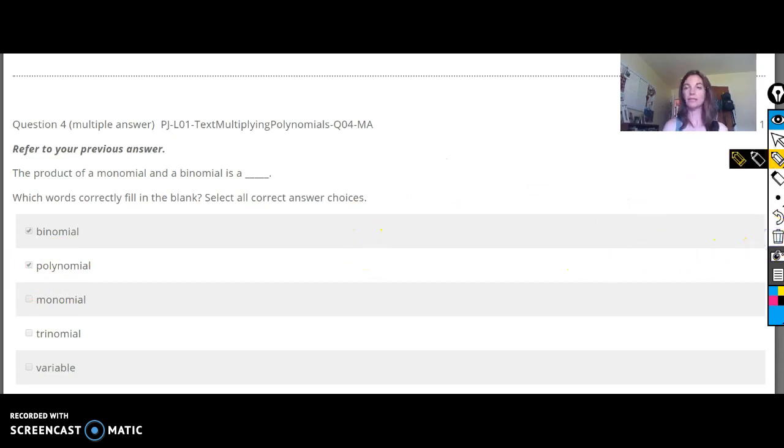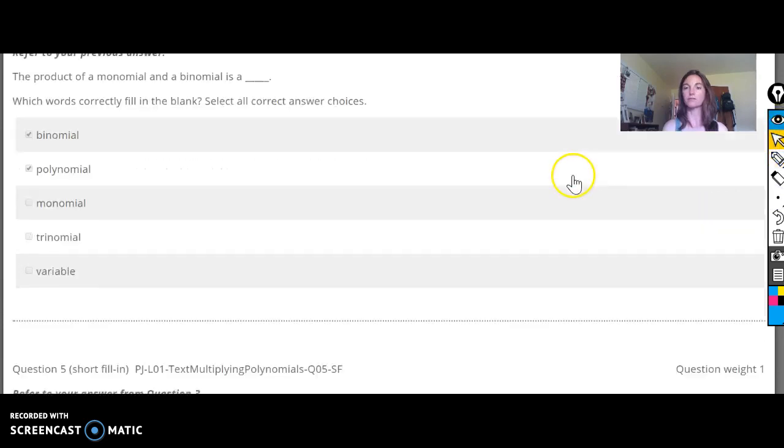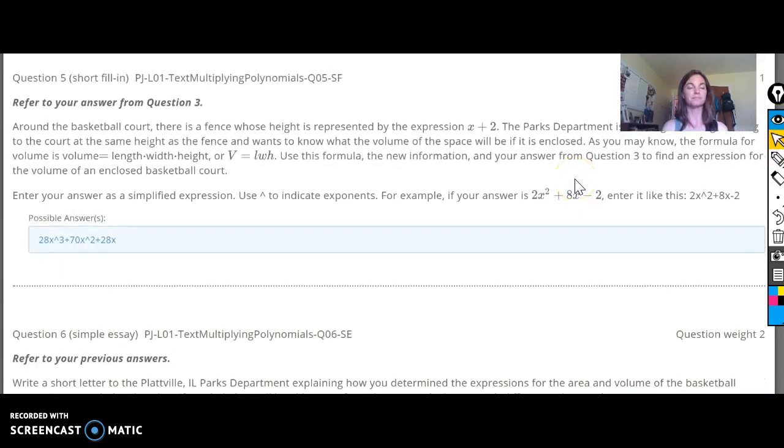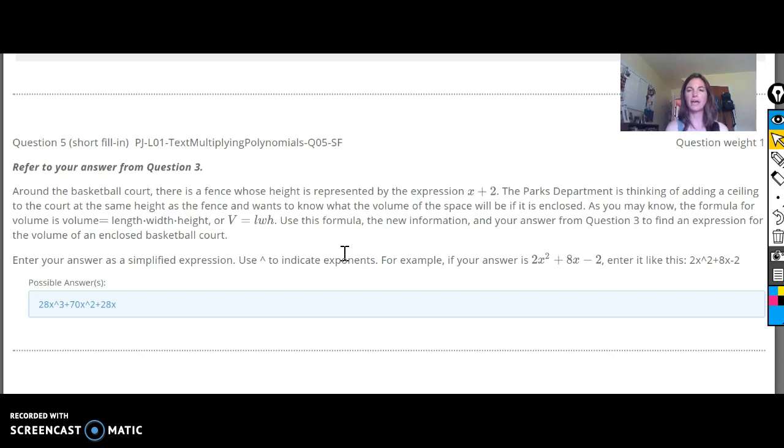Okay, we are moving right along. On to question 5. Around the basketball court, there is a fence whose height is represented by the expression x plus 2. The Parks Department is thinking of adding a ceiling to the court at the same height as the fence and wants to know what the volume of the space will be if it is enclosed. That's kind of a funny thing to want to know. As you may know, the formula for volume is length times width times height.